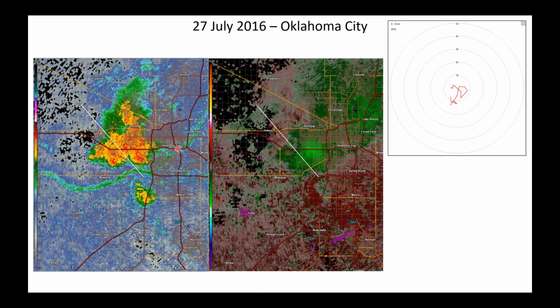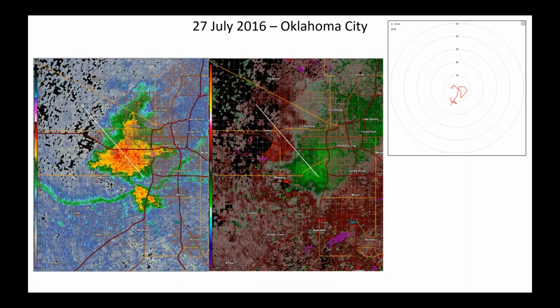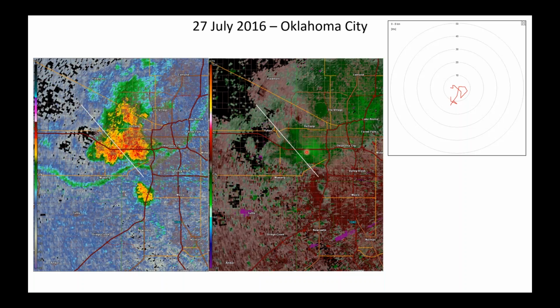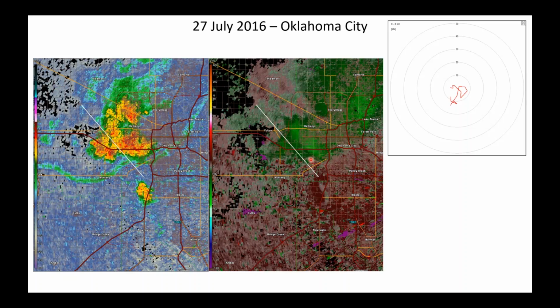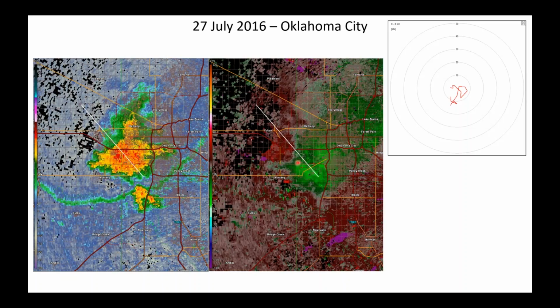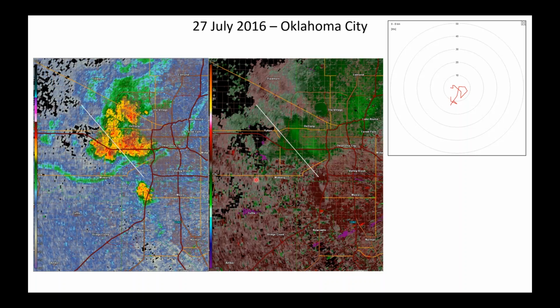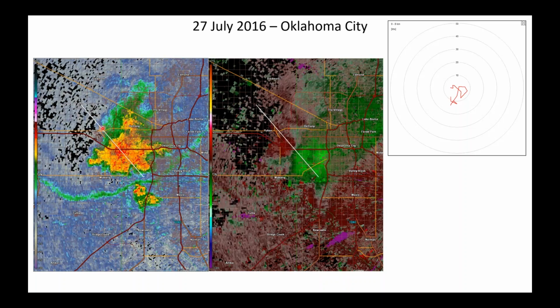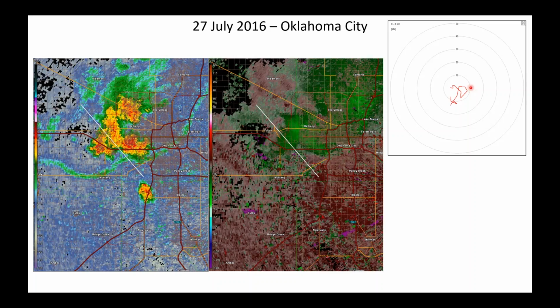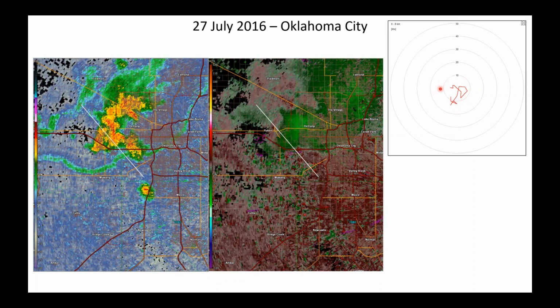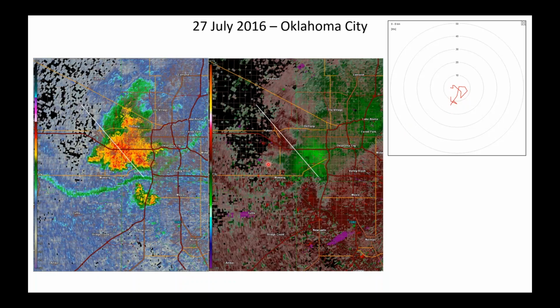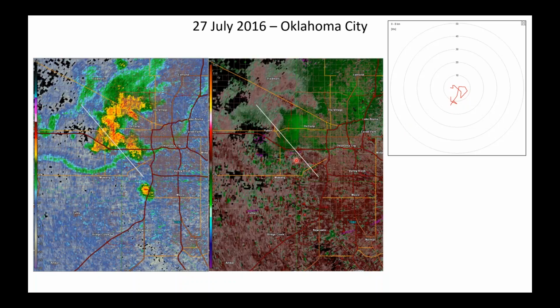Fast forwarding a little bit to Norman, this is an interesting case. In the middle part of the screen you can see the divergent signature is pretty pronounced at the half-degree elevation, with strong inbounds and some outbounds as well. You can see the line where I drew a cross section. Looking at the environment, there's really not much wind outside of the 10-knot ring on the hodograph. It's a quiescent environment as far as flow pattern.